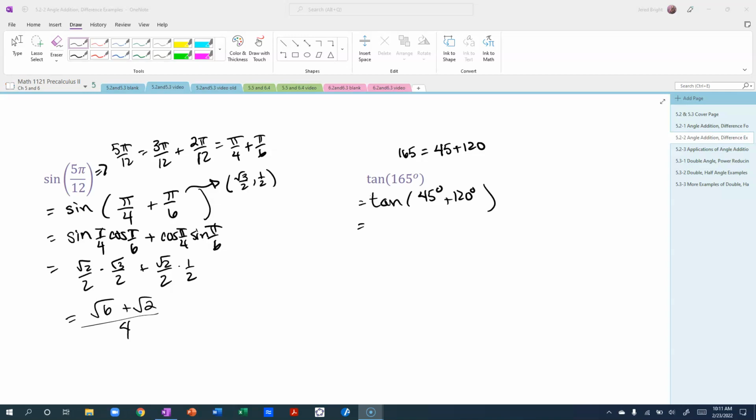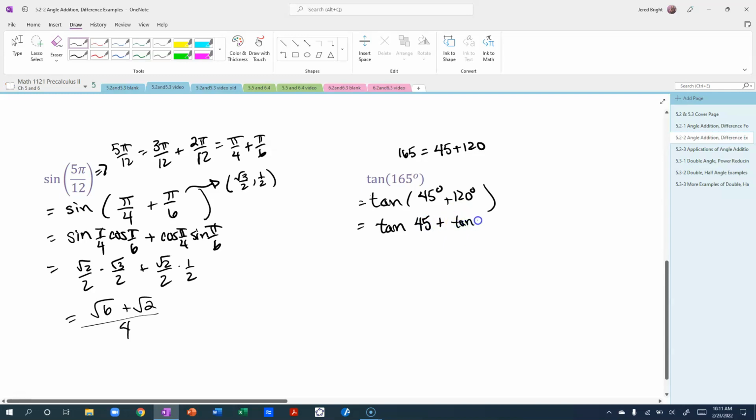Now for tangent, we haven't gone through an example of tangent, but first, for the angle, I broke 165 into 45 plus 120. And so then I do that, and now I'm ready to use the identity. I wanted to go through that with us. So according to the formula, the tangent of the sum should be equal to tangent of the first angle plus tangent of the second angle, all over 1 minus the product, tangent of 45 times tangent of 120.